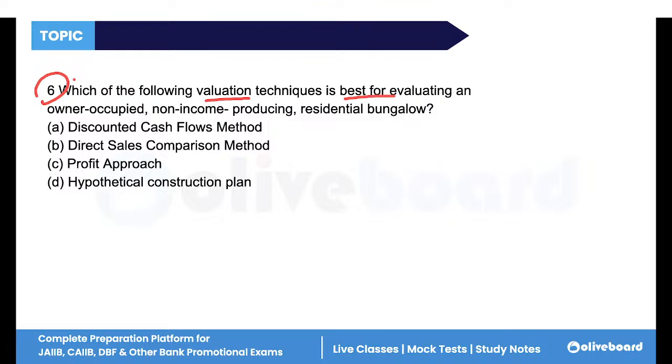Now, next question number 6. Which of the following valuations is best for evaluating an owner-occupied, non-income producing residential bungalow? The owner has occupied that bungalow, it is non-income, meaning you are producing no income from it. It is not for business purpose, it is for residential purpose. Which technique will you use? Discounted cash flow, direct sales comparison, profit, or hypothetical. We use the direct sales comparison method. We compare similar types of bungalows and then do the valuation.